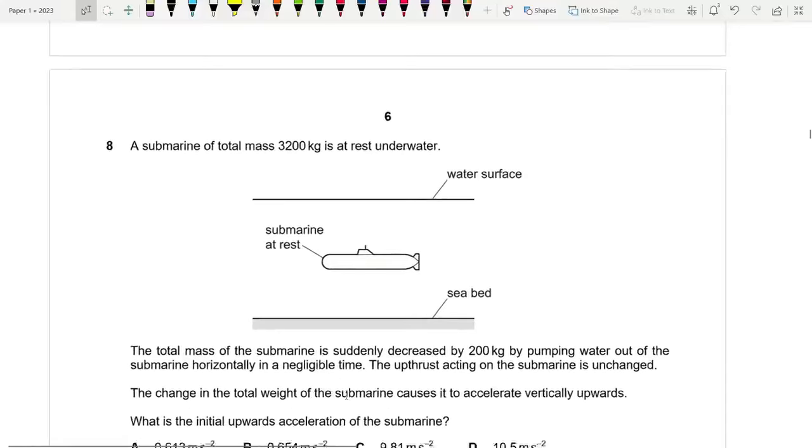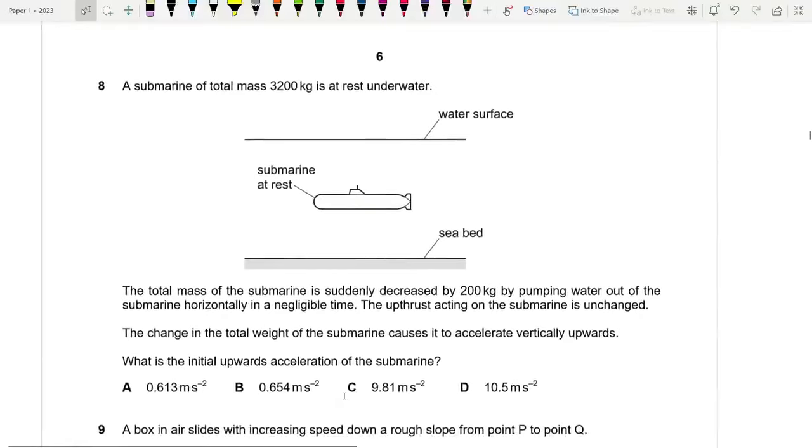A submarine of total mass 3,200 kg is at rest underwater. The total mass of the submarine is suddenly increased by 200 kg by pumping water out of the submarine horizontally in a negligible time. The upthrust acting on the submarine is unchanged. Interesting. The change in the total weight of the submarine causes it to accelerate vertically upwards. So upthrust remains the same, but weight essentially decreases, right? Because this weight suddenly decreases by 200.